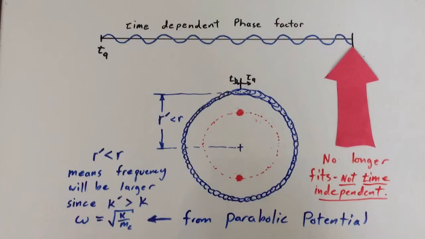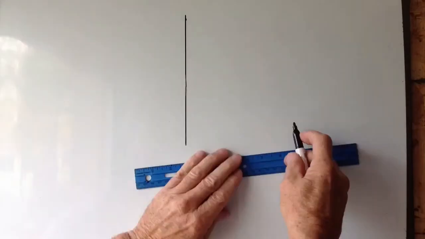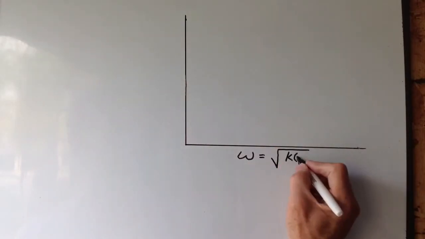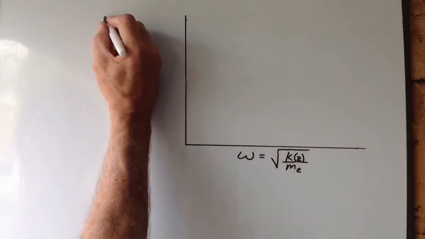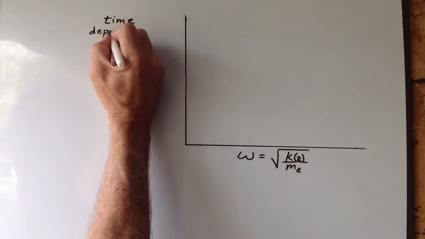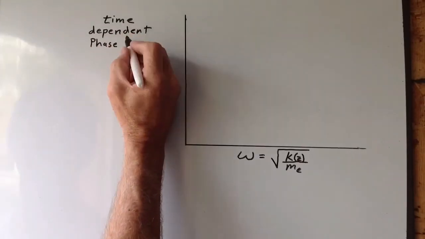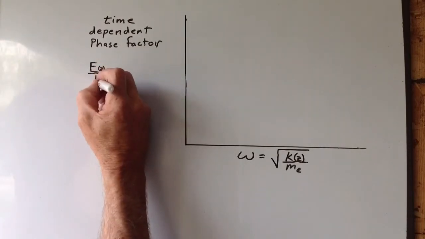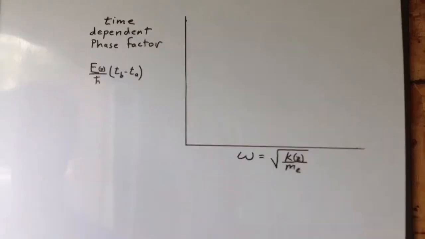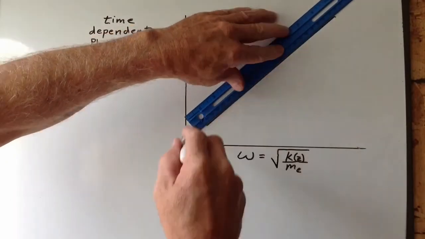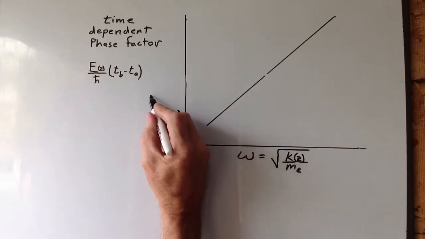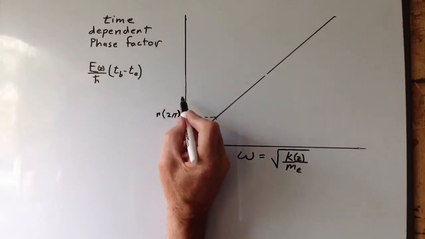We need to take a closer look at the oscillation frequency along the z-axis, which is a function of the force constant, which changes continuously along the axis. We start by drawing a graph of the frequency, a function of the force constant, versus the time-dependent phase factor. We know the time, Tb minus Ta, from calculating the deuteron wave functions. And the energy, E, is just frequency times Planck's constant. But we leave it as energy E, a function of Z. Obviously, this creates a straight line.